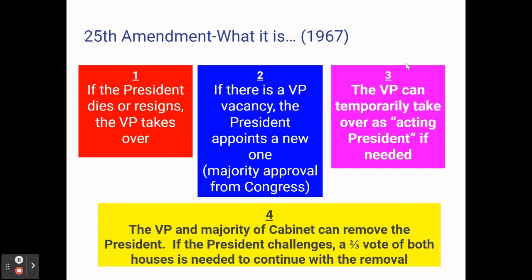If the president challenges this vote from the VP and the majority of the cabinet, basically Congress would then have to decide. A two-thirds vote by Congress would have to decide whether or not Congress agrees with the president and he should remain because he's okay to keep doing the job, or do they side with the vice president and majority of the cabinet members that are alleging the president is unable to do their job? This has never been used before in American history, and obviously would be highly controversial if it did. So this is a little bit about the 25th Amendment, establishes four things, and remember, it does not establish the order of presidential succession.